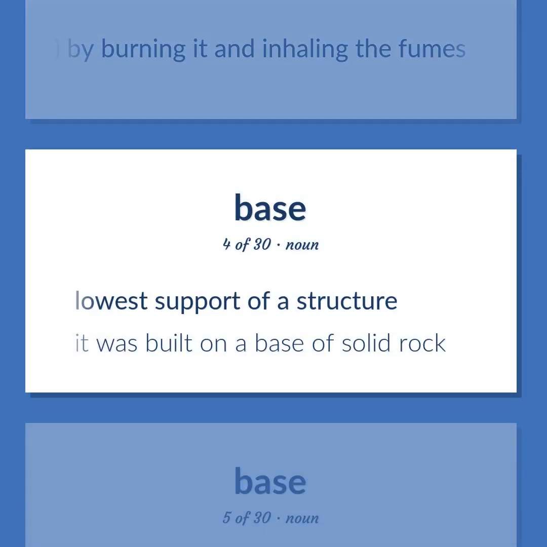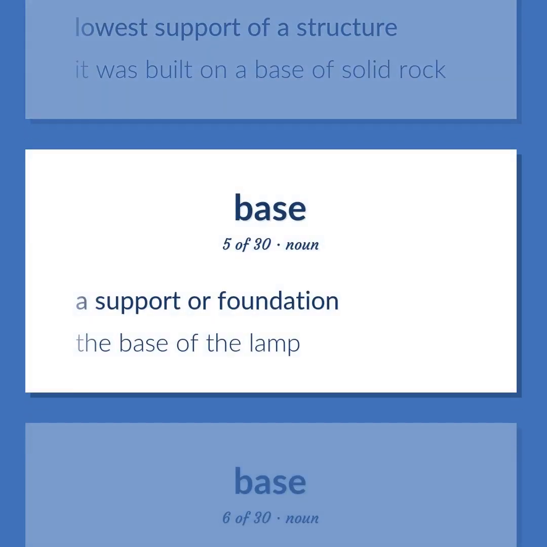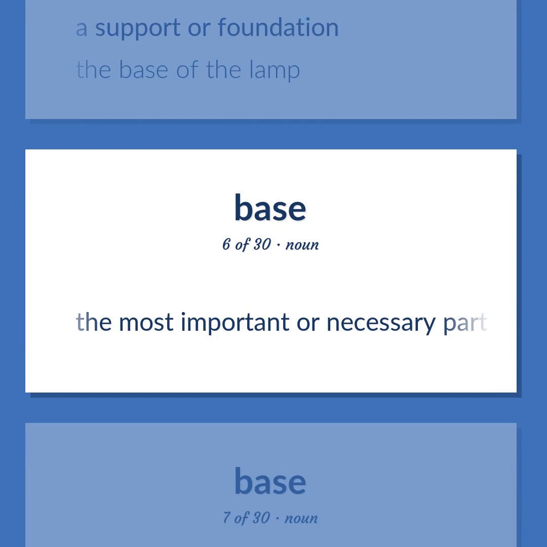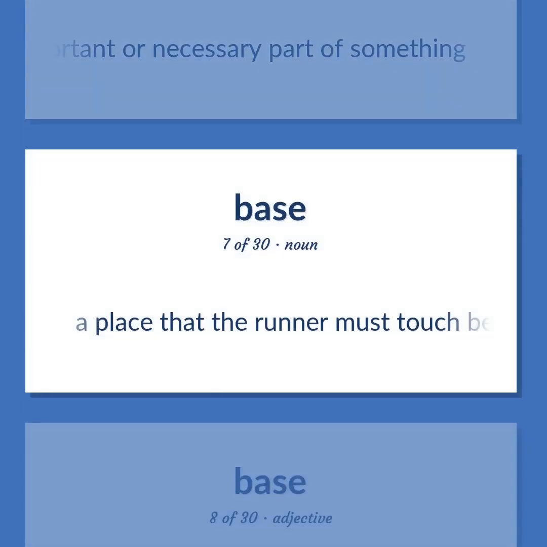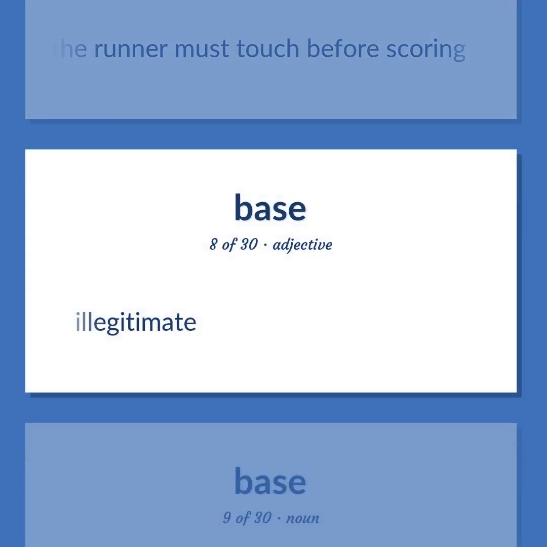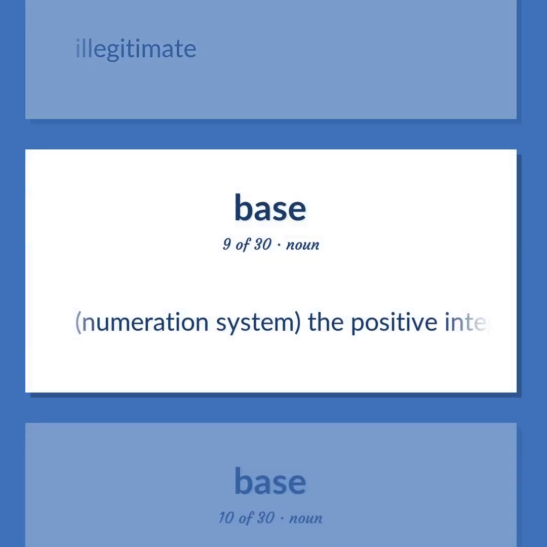Lowest support of a structure. It was built on a base of solid rock. A support or foundation. The base of the lamp. The most important or necessary part of something. A place that the runner must touch before scoring. Illegitimate. Numeration system. The positive integer that is equivalent to 1 in the next higher counting place.